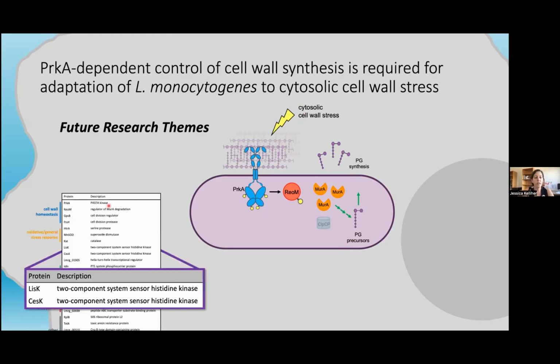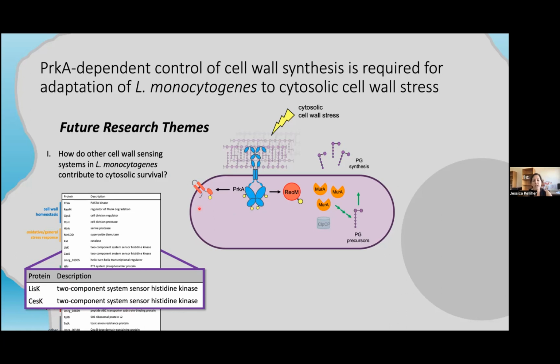And so if we come back to this list of phosphoproteomic targets, one class of substrates that I'm really interested in is these other two component systems, both of which sense cell wall stress in Listeria. So I'm interested in understanding how a combination of different cell wall sensing systems in Listeria are able to contribute to resisting cell wall stress in vitro and in the cytosol.